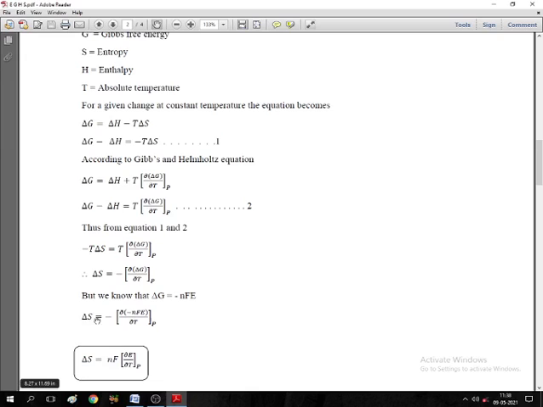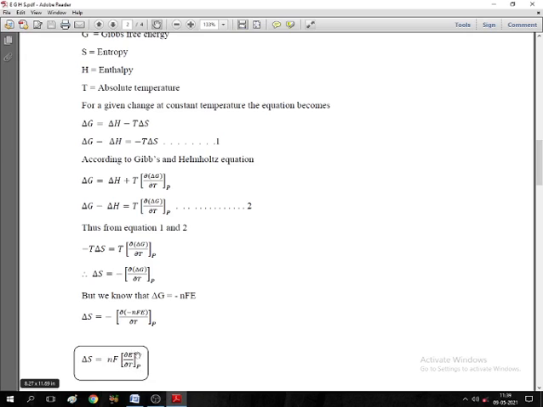Therefore delta S is equal to minus, putting the value of delta G, it is minus nFE by dou T at constant pressure. We know that delta G is equal to minus nFE, so this value is placed in this equation. Taking the minus outside, minus minus becomes plus, taking nF outside, what remains is delta S is equal to nF dou E by dou T at constant pressure.